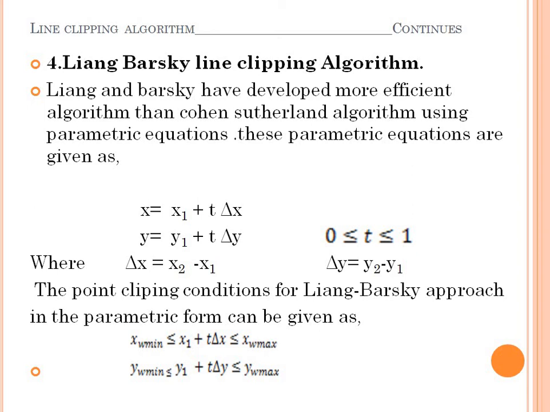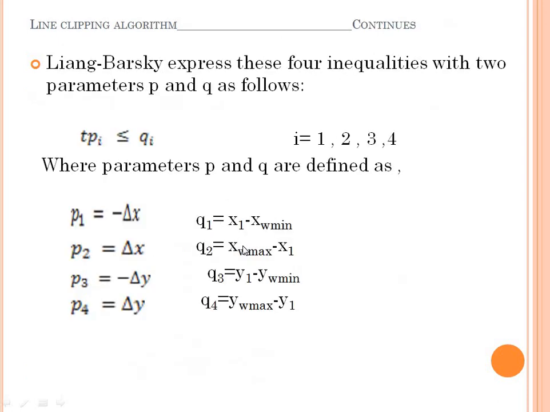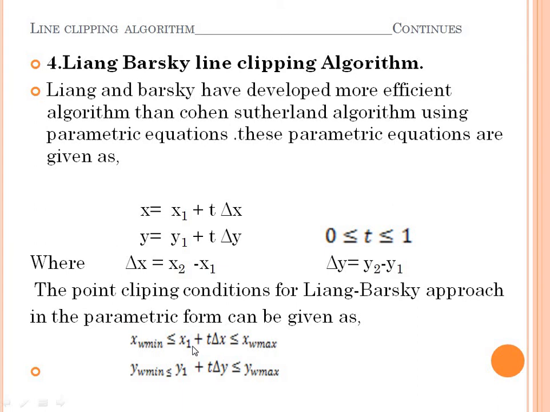Here is the point clipping. In point clipping there are 2 inequalities, and we only replace x and y with x1 plus t into delta x and y1 plus t into delta y. Here x1 is moved to the right hand side, so x1 is equal to -1, and y1 is -1.